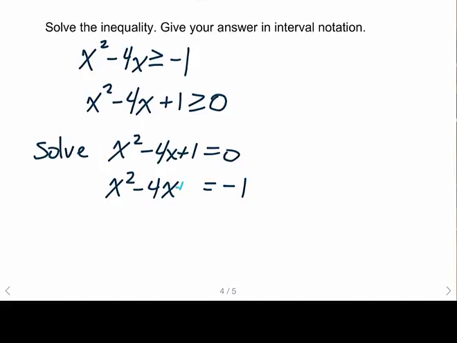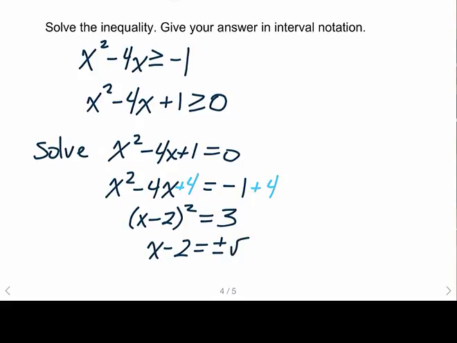I know that to complete the square with a 4 on my x, we're going to cut that in half and square it, we get 4, so add that to both sides. The left-hand side factors into x minus 2, the quantity squared. The right-hand side simplifies to 3. And so x minus 2 is equal to plus or minus the square root of 3. And so x is equal to 2 plus or minus the square root of 3.